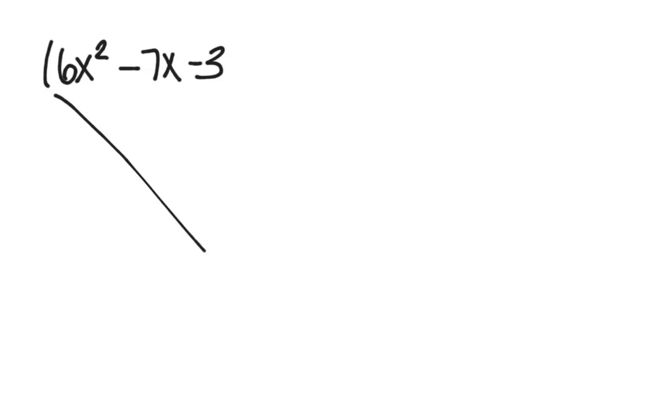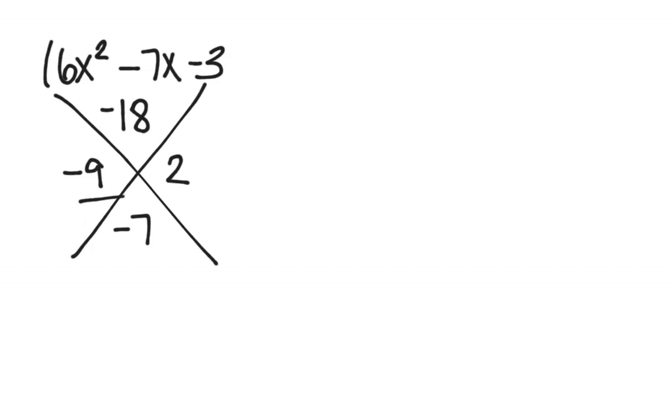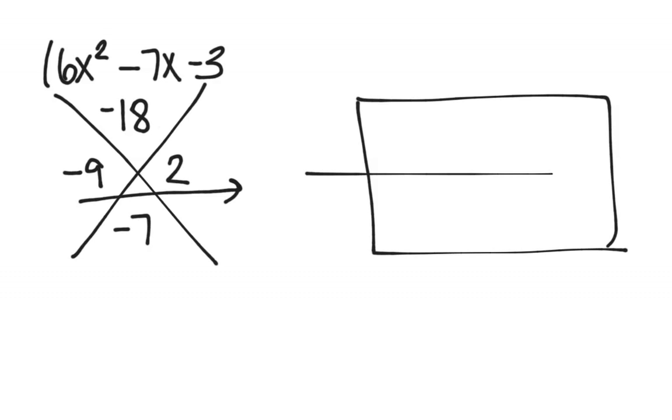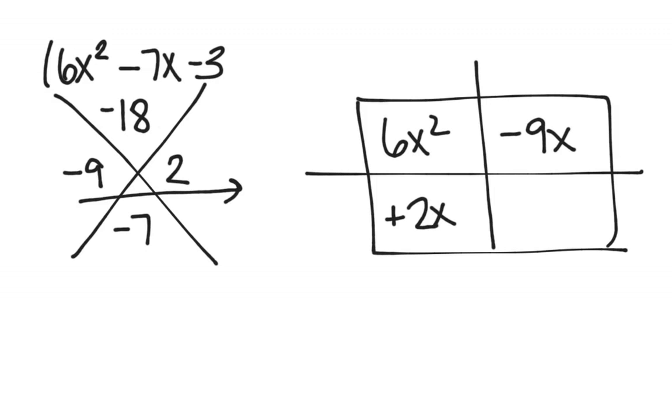Let's go with 6x squared minus 7x minus 3. Okay, draw my x. 6 times negative 3 is negative 18. My add number is negative 7. 2 and 9 multiply to give me 18. If I make the 9 negative, negative 9 plus 2, that's going to give me the negative 7 I need to move on to my box.